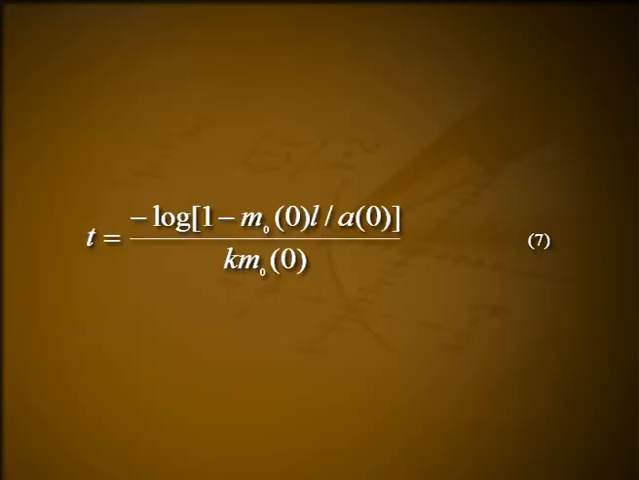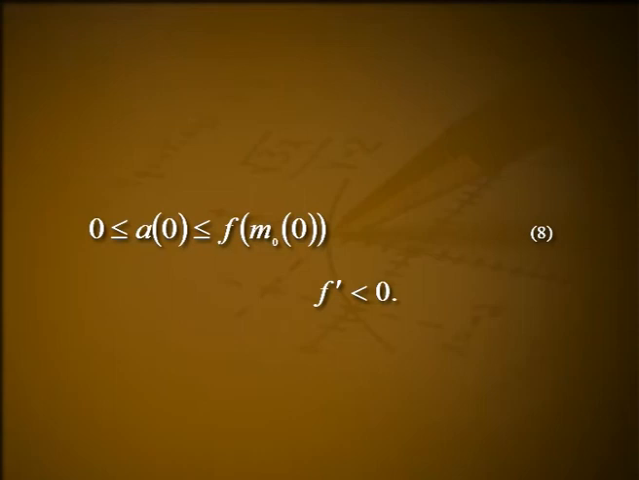How can we use these results in chemical engineering? We can use equation 7 to determine the optimum values for m naught of 0 and a 0. To make the reaction run as fast as possible, both m naught of 0 and a 0 should be large. Since there is an upper limit to the possible combined concentration of capital A and m naught, only so much will fit in a given volume. We obtain an inequality: 0 less than or equal to a naught less than or equal to f of m naught of 0, where f dash is less than 0.